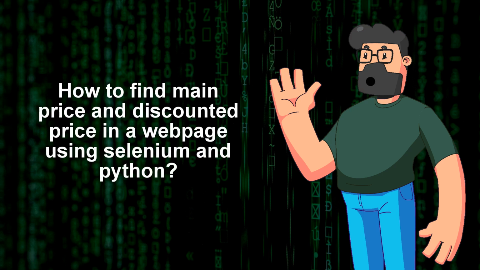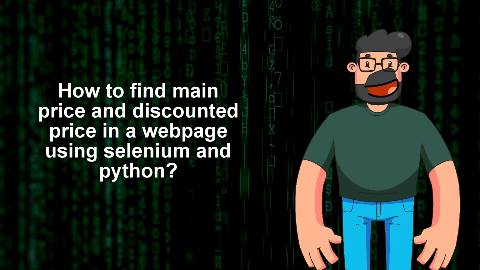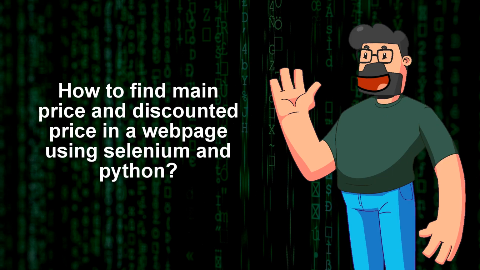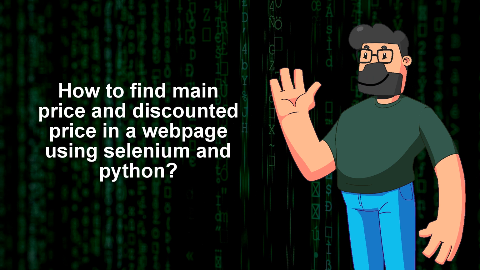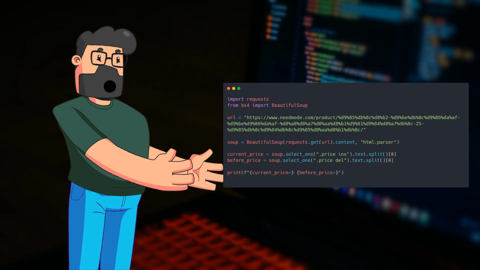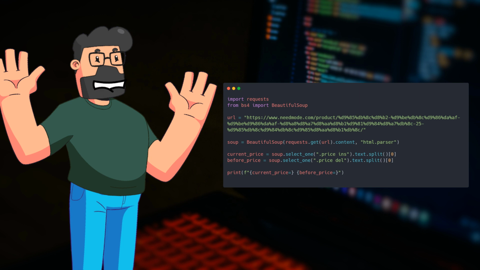Hey there! Today we're diving into a common problem that many of us face when trying to scrape price data from web pages. So what's the problem exactly? Well, imagine you're trying to extract both the main price and the discounted price from a web page, but you can only get one of them. Frustrating, right? But fear not, because I've got a nifty solution for you.